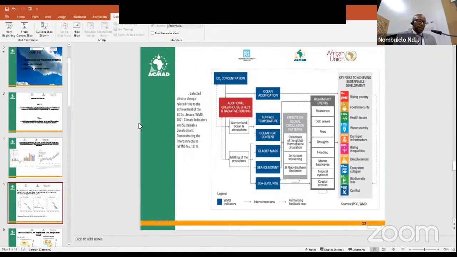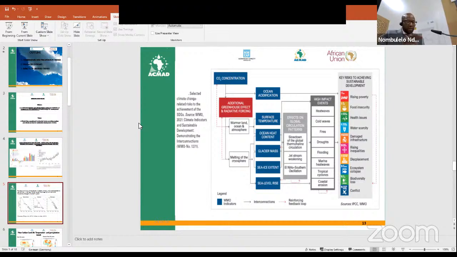Now, when we are talking about all this climate change, how does it affect our sustainable development goals? How is it a speed bump to achieving our sustainable goals? Whenever CO2 concentration goes into the atmosphere, it will interfere with the surface temperature. It will increase ocean heat content. It will reduce the glacier mass and extend sea level rise.